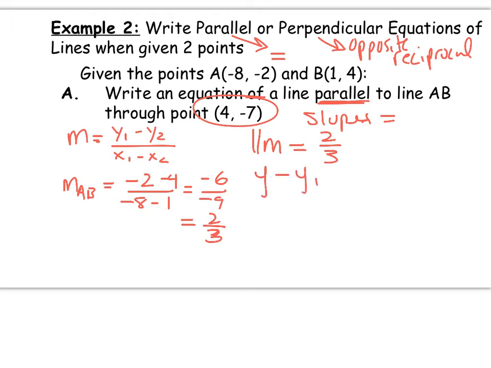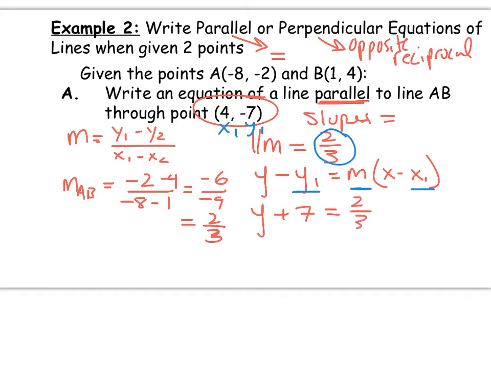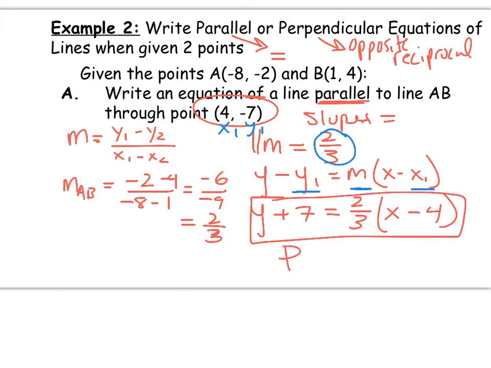y minus y sub 1 is equal to m times x minus x sub 1. This is our x1, y1, and this right here is our m. So we just have to plug in those values. We're only plugging in the x1, the y1, and the slope. So y, the 7 is a negative, so minus a -7 becomes +7, equal to our slope, 2/3, times x minus 4. This right here is the equation of the line in point-slope form.